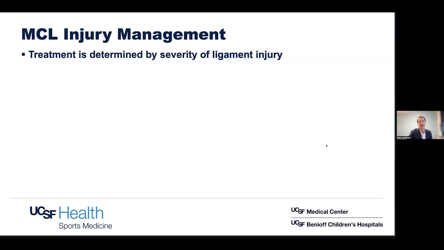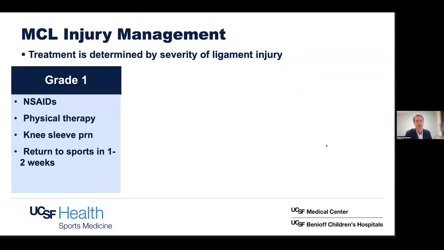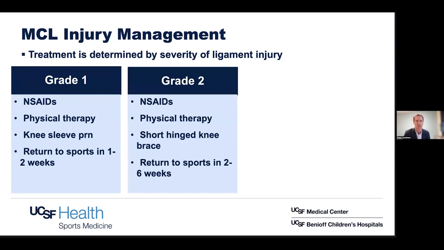For management, treatment's dictated by how severe it is. For grade one injuries, anti-inflammatories, PT, no need for bracing. You can use a knee sleeve. And then this can be a short return to sport. So for our highest level athletes, 1 to 2 weeks, may take a bit longer for a recreational athlete, depending on how much they're dedicating to rehab.